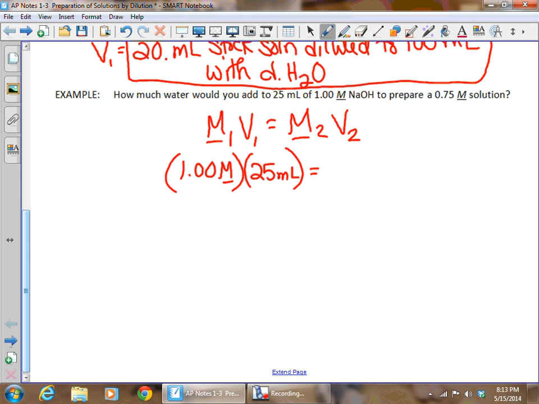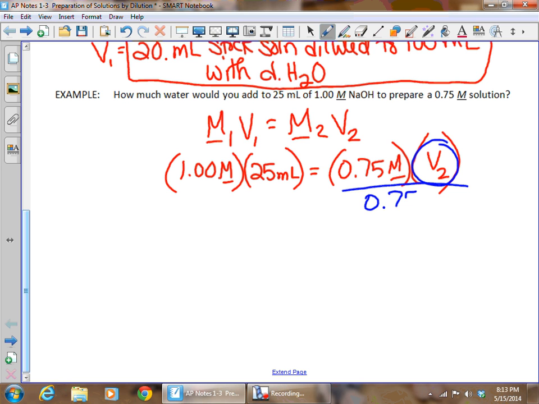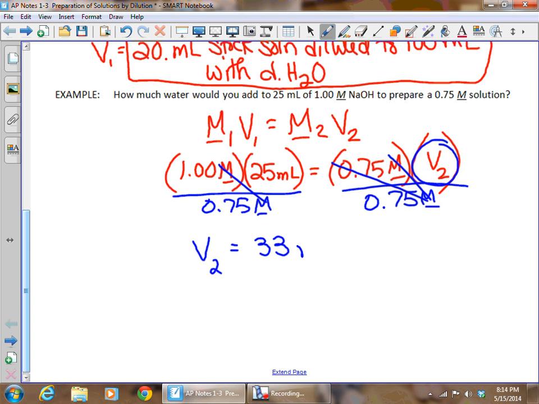And we're trying to get a 0.75 molar solution. So we're looking for V2. We're going to be solving here in this equation for the volume of the new solution. So solving for V2, we simply are going to divide both sides by 0.75. And when we do, we're going to end up with a value for the volume of the new solution of 33 milliliters.